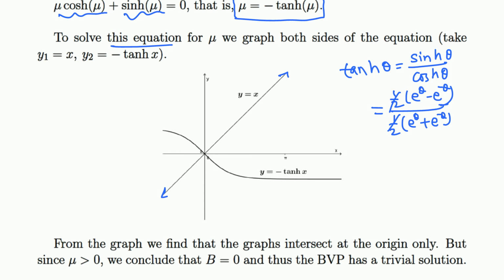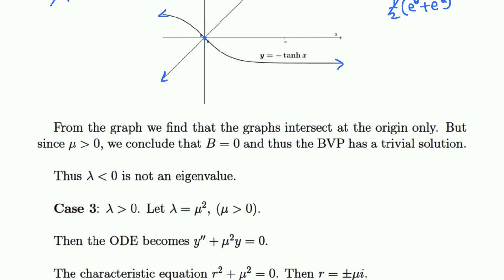But if you graph, this is the graph of negative tanh, with the negative in front, and we can see they intersect at the origin. But when we assumed lambda equals negative mu squared, we assumed lambda is negative, that means mu is positive. But the only place where these two curves intersect is at mu equals 0, which cannot happen because mu is positive, so there is no solution.